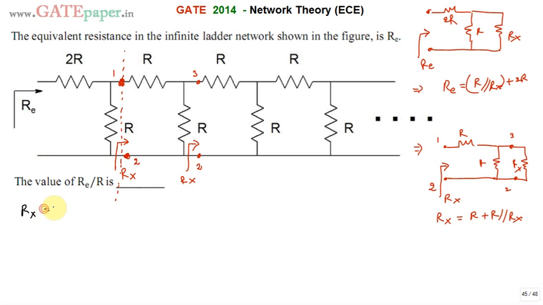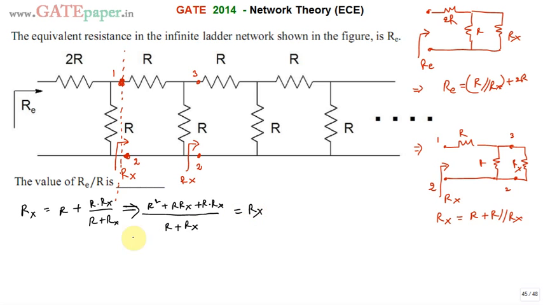Rx is equal to R plus R times Rx divided by R plus Rx. So this will be R square plus R into Rx plus R into Rx, divided by R plus Rx, which is equal to Rx. So you can simplify this one. It is R square plus 2 times R into Rx, which is equal to Rx into R plus Rx square.